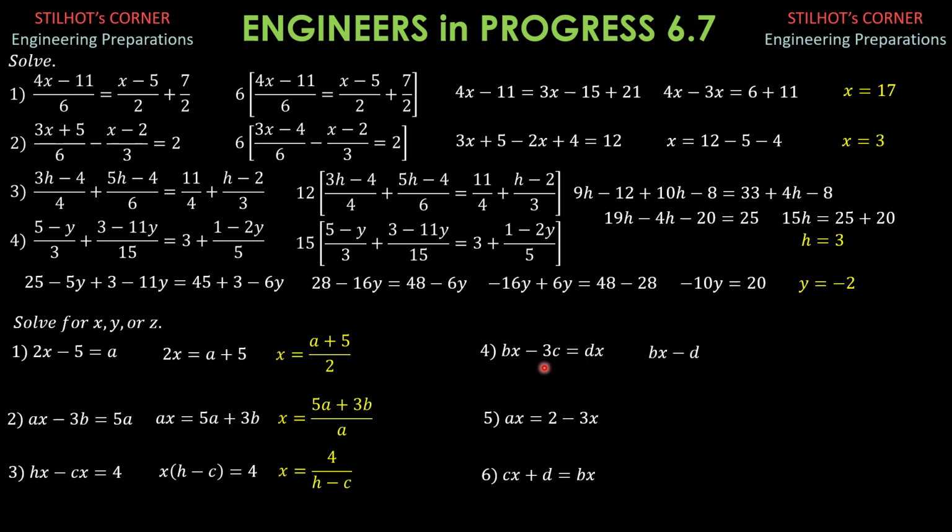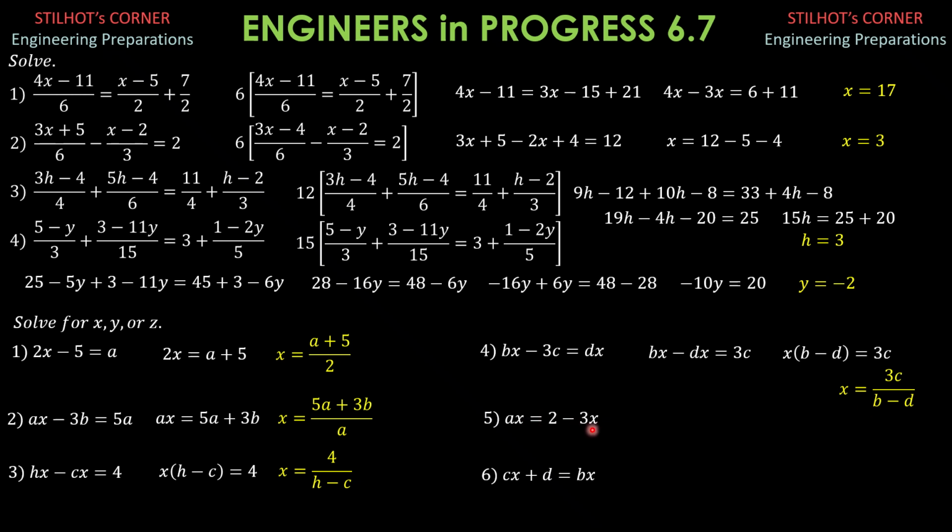Transpose dx to the left, so this is bx minus dx equals negative 3c to the right, so positive 3c. Factor out x. X times quantity b minus d equals 3c. Divide everything by b minus d, so x is 3c over b minus d. We put again the restriction that b should not be equal to d, because when that happens, the denominator is 0, and therefore x would be undefined.